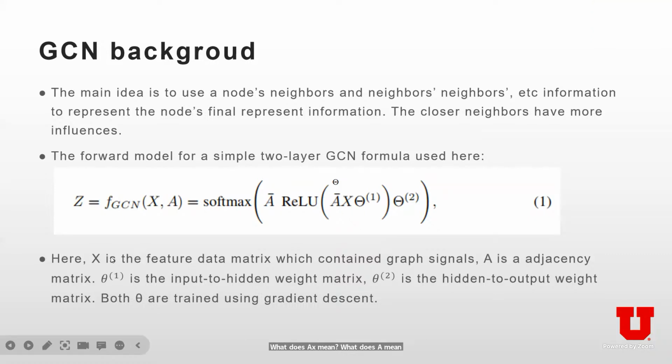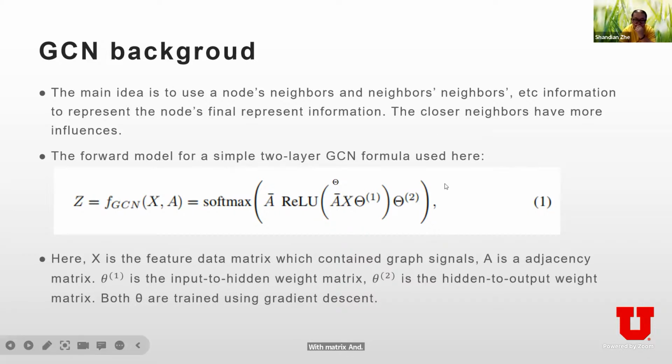Yeah, I'm going to introduce the axis, the feature data matrix, which contains the graph signals here, and the A is a Johnson matrix, and theta 1 here is the input to hidden weight matrix, and theta 2 is the hidden unit to output weight matrix.